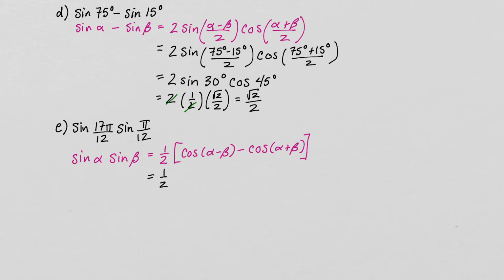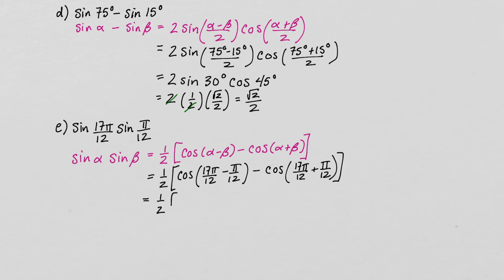So we have 1/2 the cosine, so alpha is 17 pi over 12 minus pi over 12 minus the cosine of 17 pi over 12 plus pi over 12. So we have 1/2 times the cosine, so 17 pi over 12 minus 1 pi over 12 would give us 16 pi over 12 minus the cosine, 17 pi over 12 plus pi over 12 would give us 18 pi over 12.